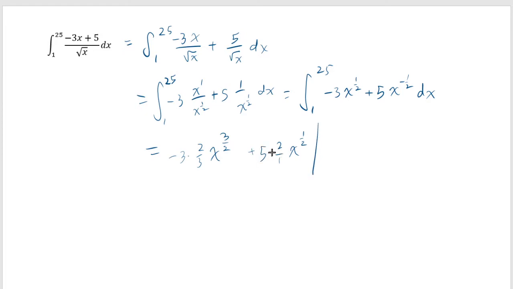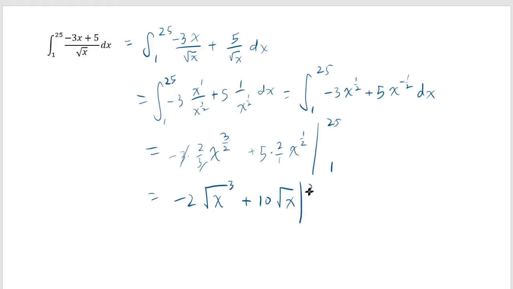And then you plug in 25 and 1. The 3 cancels, so it's negative 2 x to the 3 over 2. Half power is square root, so this is like the square root of x cubed. It's better to put the cube outside, that makes things easier. And then 5 times 2 is 10, and the 1/2 power is the square root of x.